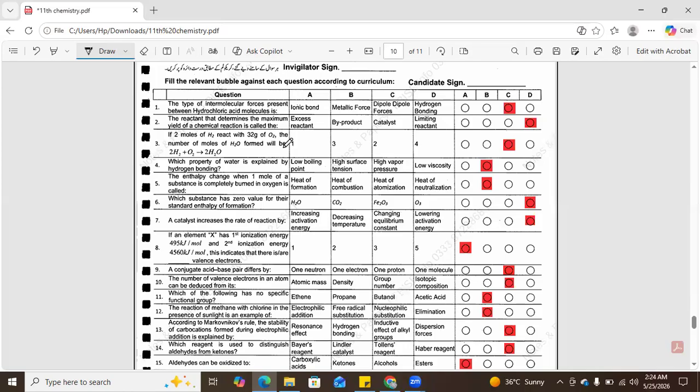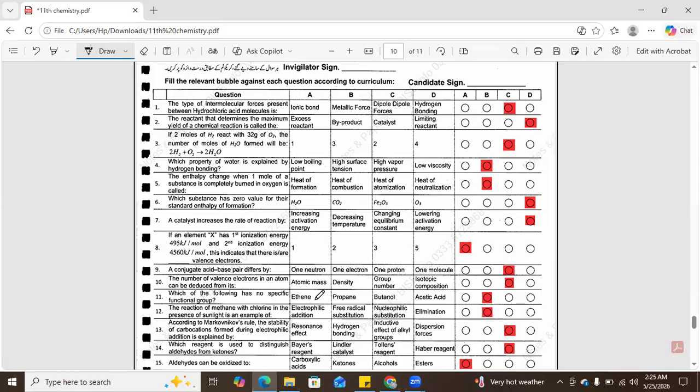The reactant that determines the maximum yield of a chemical reaction is called the limiting reactant. If 2 moles of hydrogen react with 32 grams of oxygen, the number of moles of H2O formed will be 2. C is the right answer.